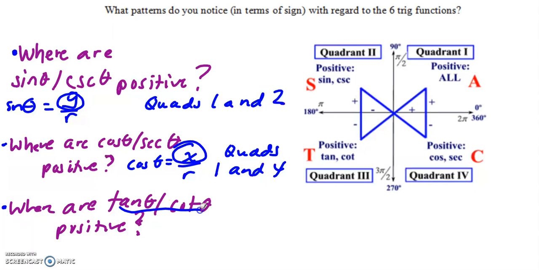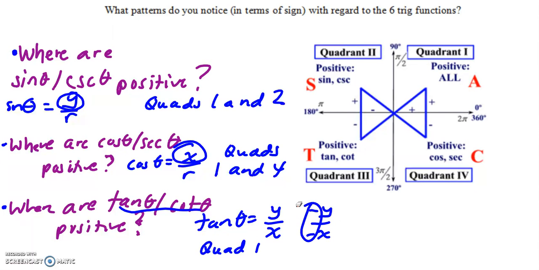And finally, tangent is a sneaky one because tangent is really defined, as we've seen, as y over x. So that means either both of these numbers have to be positive, like in quadrant 1, positive divided by positive is positive, or in quadrant 3, because if you had a negative y over negative x, these would change to a positive. So quadrants 1 and 3 are the places where tangent would be positive.